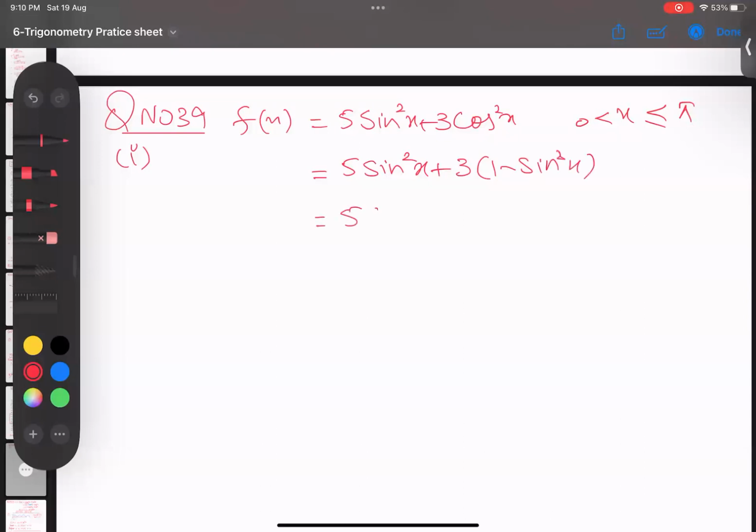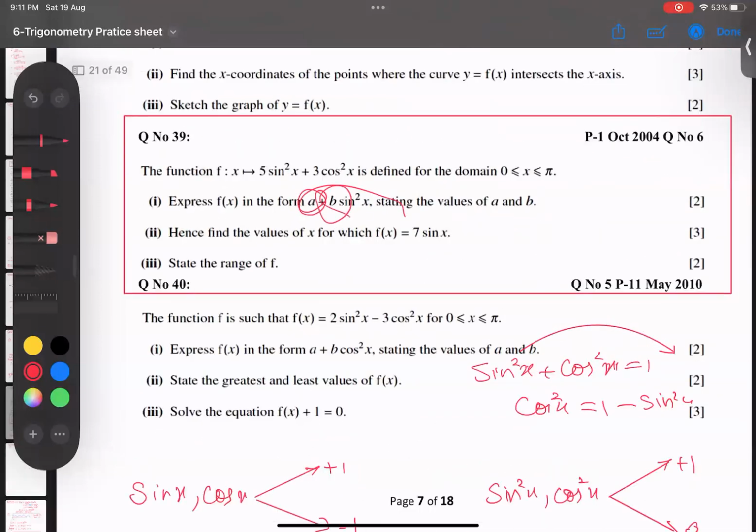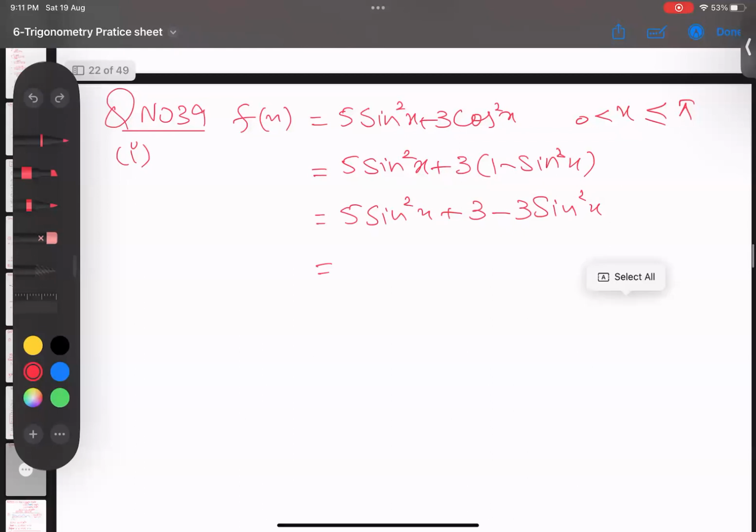Now the rest is algebra only, so I believe this is nothing hard. 3 minus 3 sine square. And I just tell you, this equal sign will continue as it is. So 5 minus 3, I get 2. But because he's asking for a before and sine square later, I'll copy this 3 before. 5 positive and 3 negative, I get 2 sine square x.